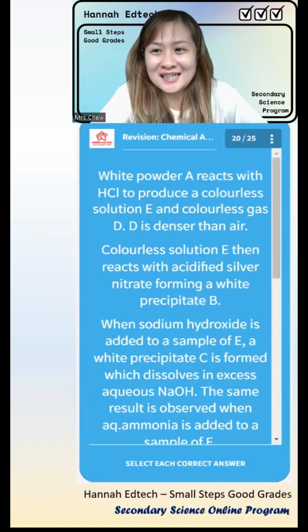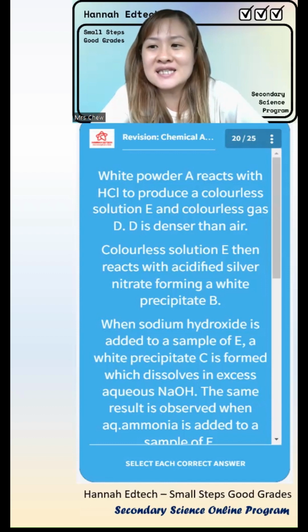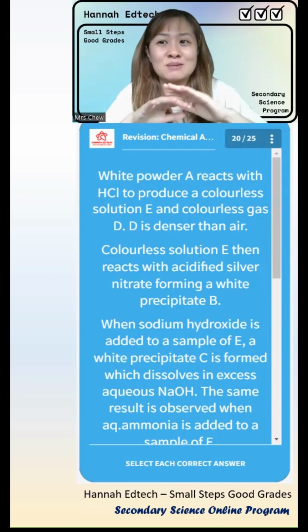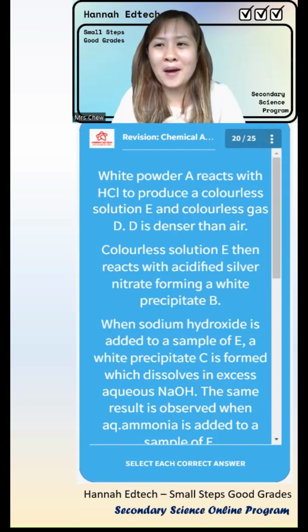The first question is, white powder A reacts with HCl to produce a colorless solution E and colorless gas D. D is denser than air. Let's pause here for a while. When you read this part, you can actually make some notes.